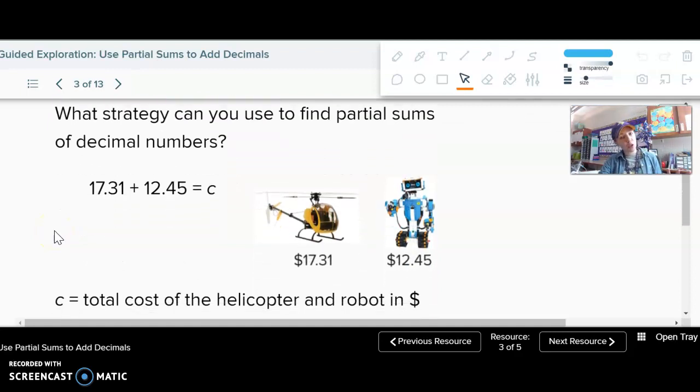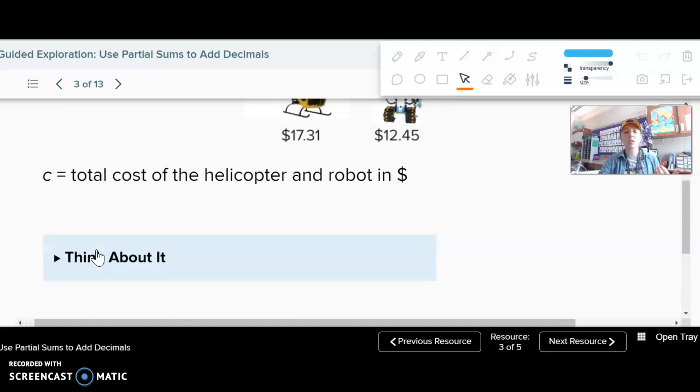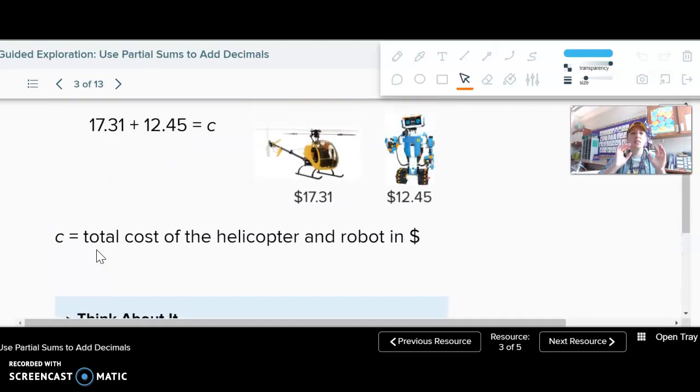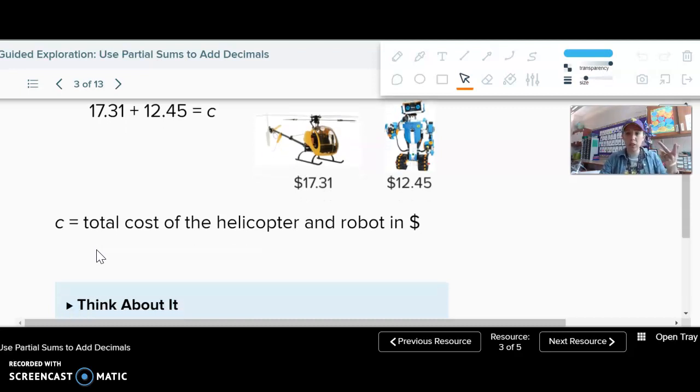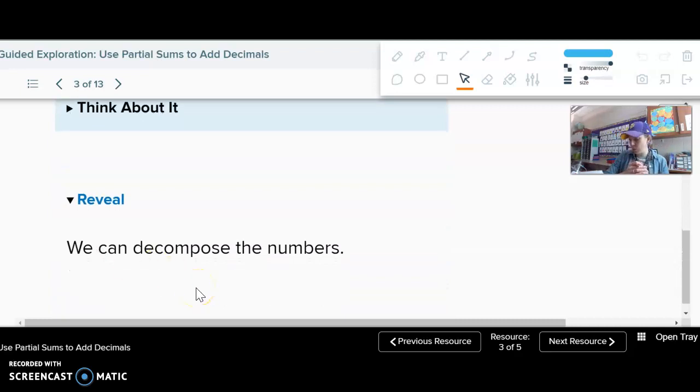So using partial sums. Partial sums looks a little bit different than in whole numbers, because usually in whole numbers, it's the same idea. We're adding the tens, we're adding the hundreds, we're adding the ones. But with decimals, we just have to include those places. So there's two different ways we can split them up. So the first one is to decompose them by place.